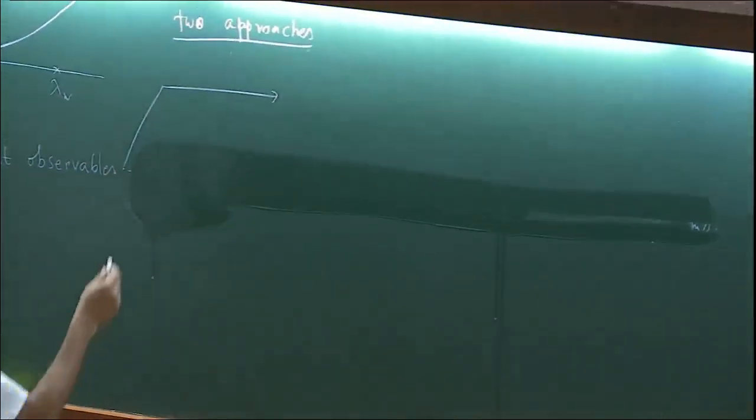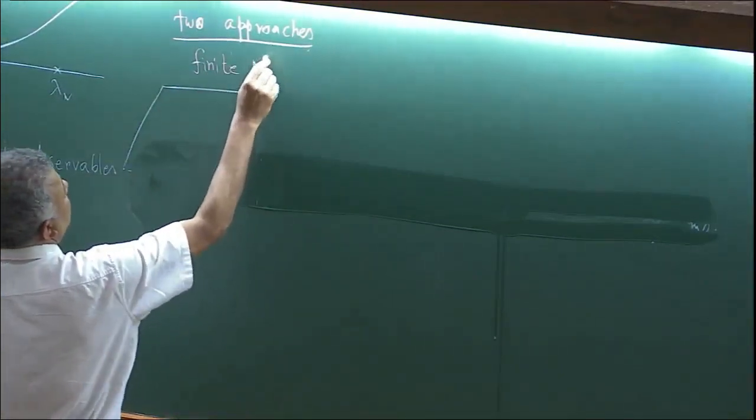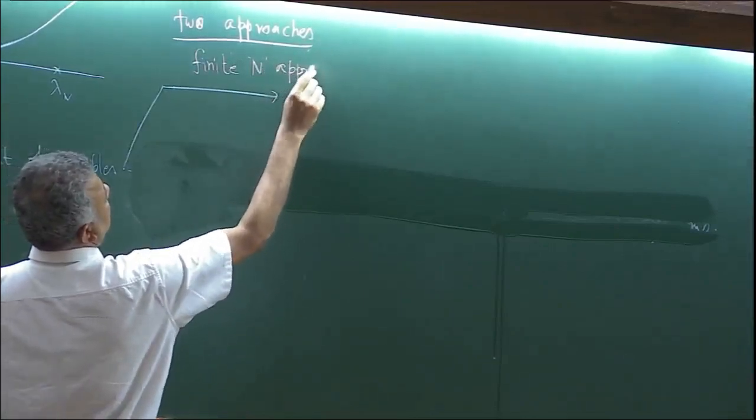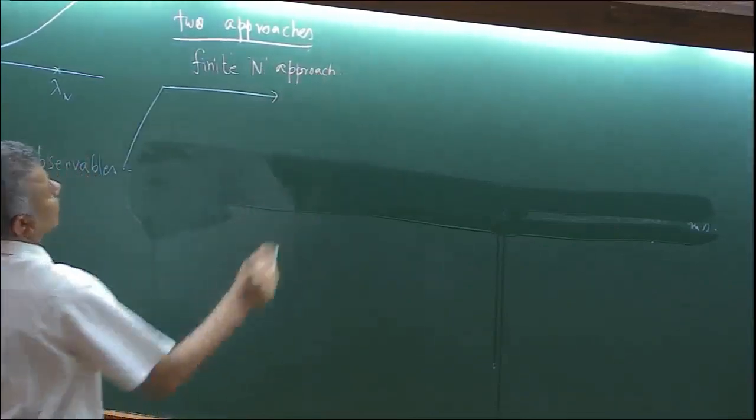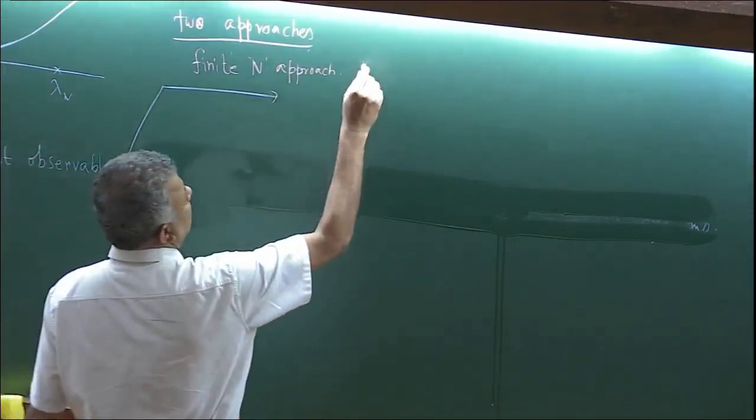So one is what is called the finite n approach. That means you want to find some exact result for any finite n. Now this is, of course, very hard. Okay. So this is very hard.